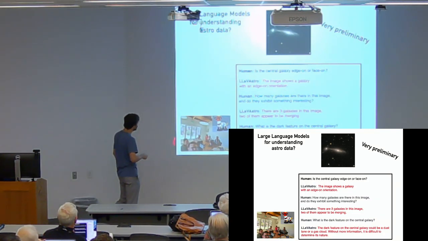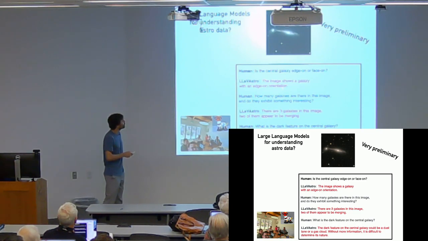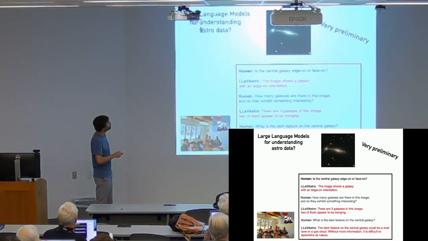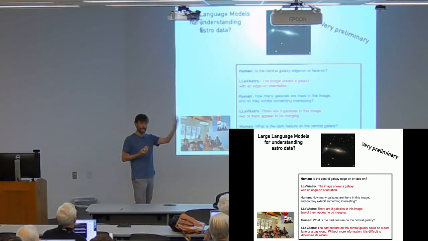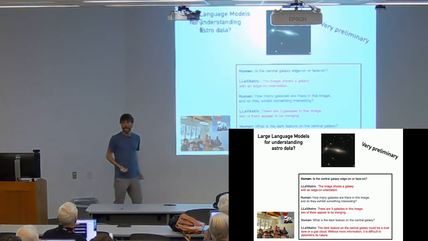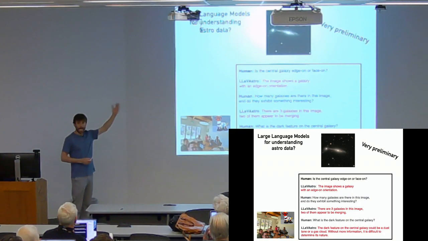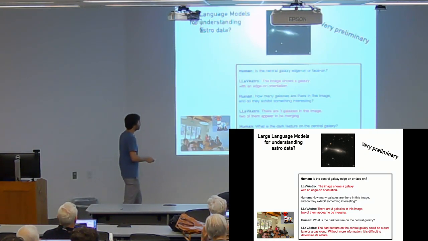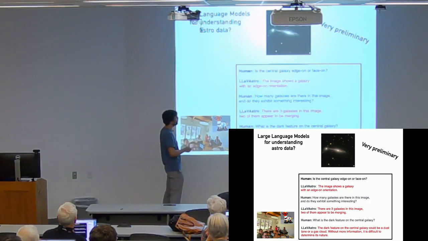So with a group of students a few weeks ago, we fine-tuned a large language model with galaxy images and text, skipping the details, but it's a multimodal model that takes text and images at the same time. And once it's trained, you can feed a galaxy image and ask questions about the image. And so this is a conversation that we had with this software that we call Lab Astro.